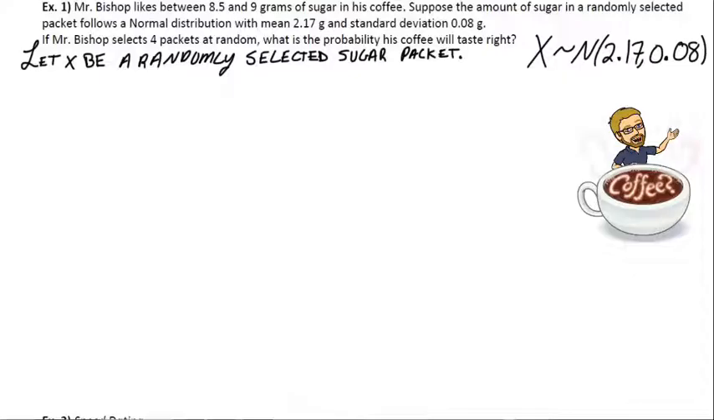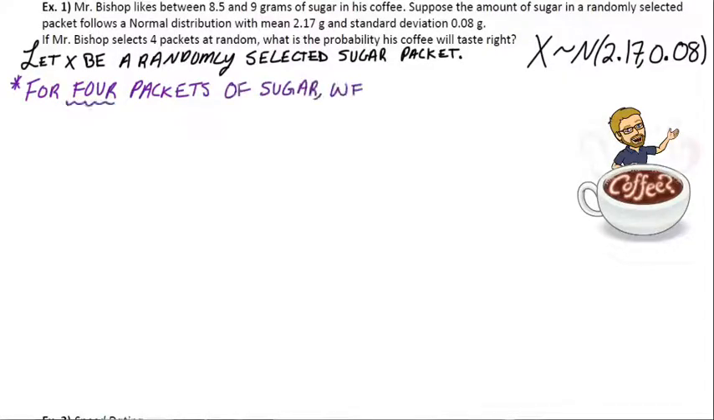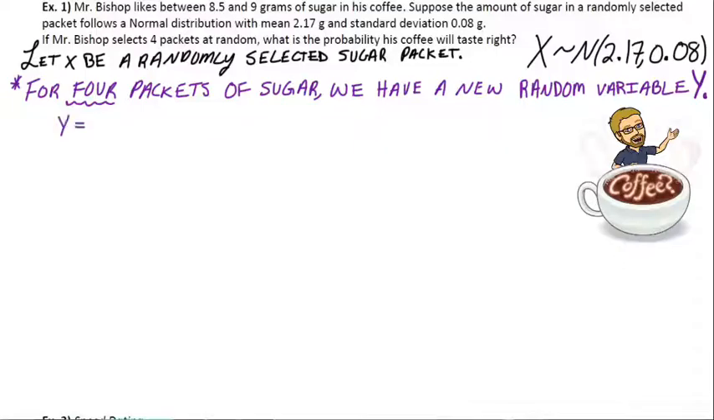And then for the coffee, let's call that y. So we have 4 packets, right? 4 randomly selected sugar packets, and we get this new random variable, we'll call it y. So we know y is normally distributed, and it's got 1, 2, 3, 4 packets of sugar in it. So x1, x2, x3, x4. That's the first packet, second packet, and so on.